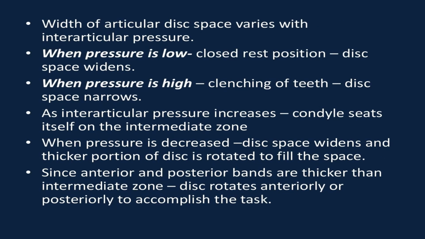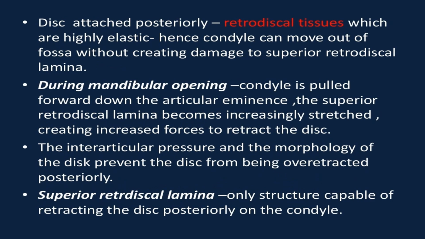90. The width of the articular disc space varies with interarticular pressure. When pressure is low, in the closed rest position, the disc space widens. When pressure is high, as in clenching of teeth, the disc space narrows. As interarticular pressure increases, the condyle seats itself on the intermediate zone. When pressure is decreased, the disc space widens and the thicker portion of the disc is rotated to fill the space. Since the anterior and posterior bands are thicker than the intermediate zone, the disc rotates anteriorly or posteriorly to accomplish the task.